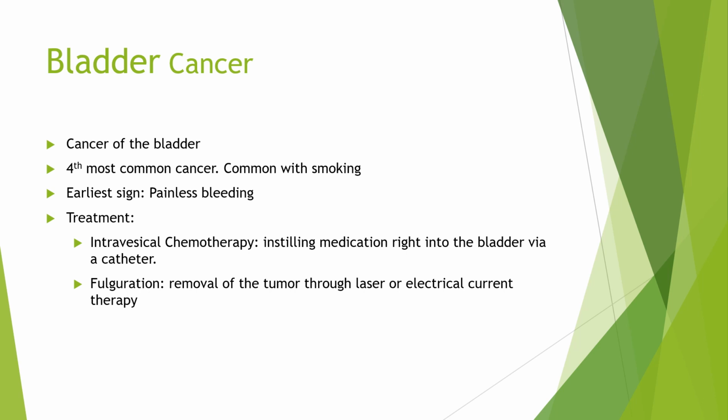Treatment could be intravesical chemotherapy, which is kind of cool. So they actually instill that chemotherapy right into the bladder via a catheter. And depending, they either let it sit there and kind of absorb a bit, or they just put it up and take it out. And then fulguration is removal of the tumor through laser or electrical current therapy.